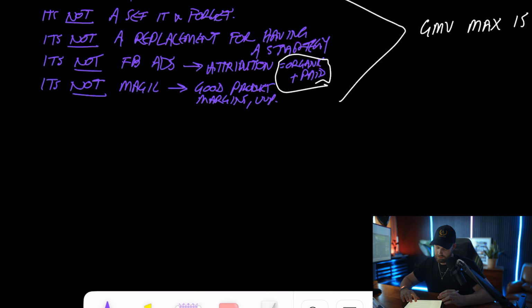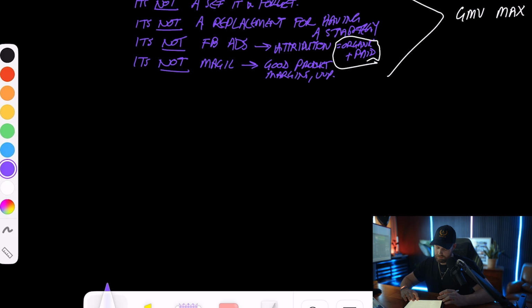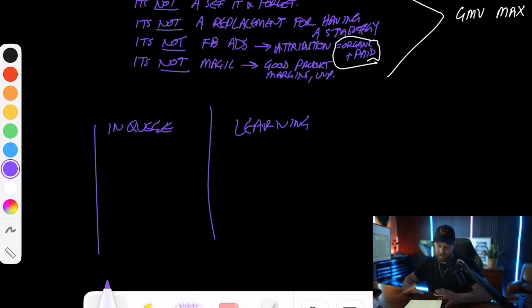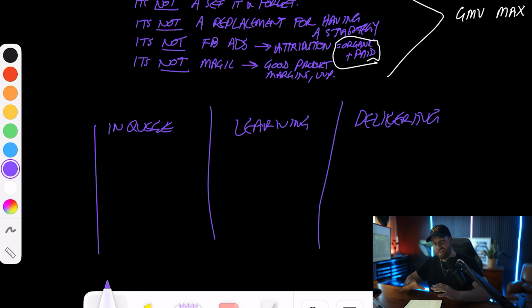Now let's zoom out a little bit and talk about the GMV Max stages. Basically, we have a stage called in queue, a stage called learning, and a stage called delivering. You can see this inside of your GMV Max campaign. When you go on your GMV Max campaign, you click view details, it'll take you in there. Then you'll have to scroll down to your product, click view creatives, and inside of there, you'll see these tabs that say in queue, learning, and delivering. There's a couple other tabs. We're just going to focus on these three.